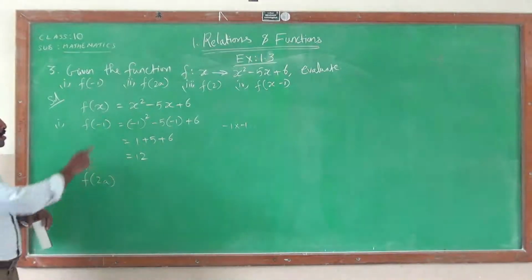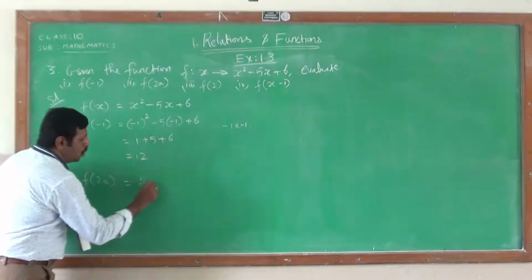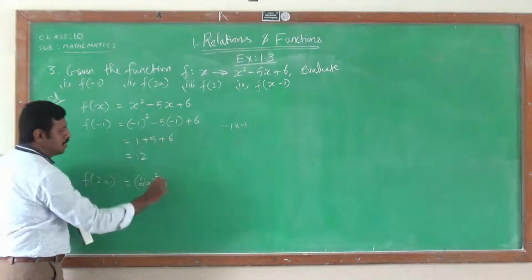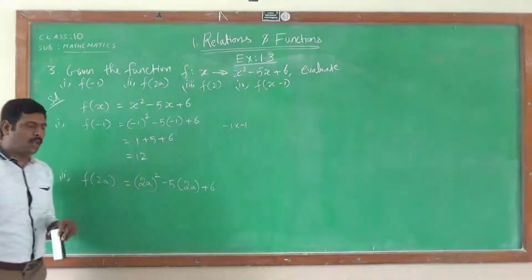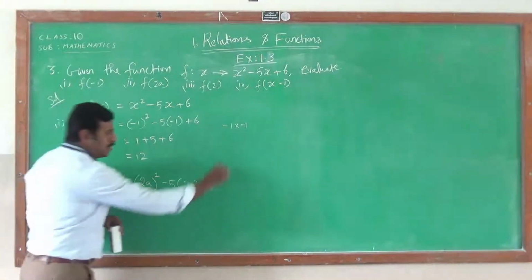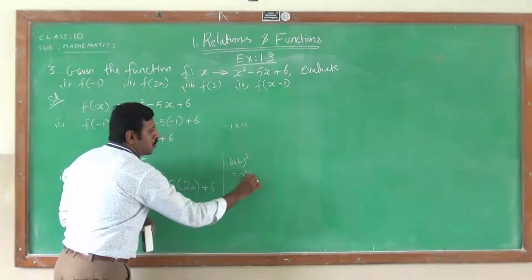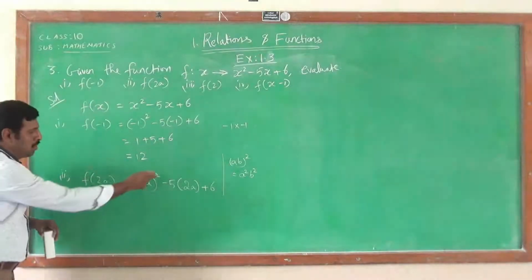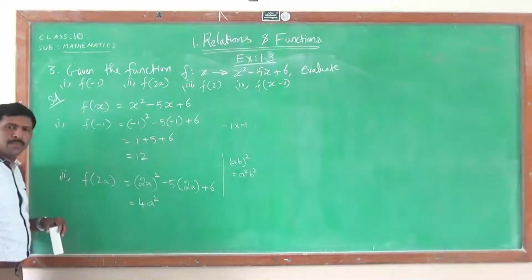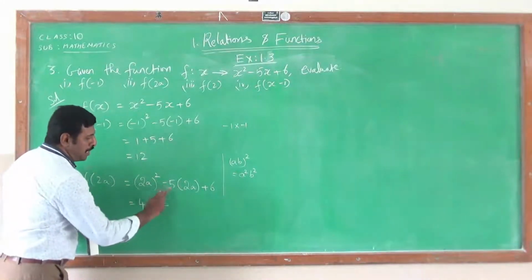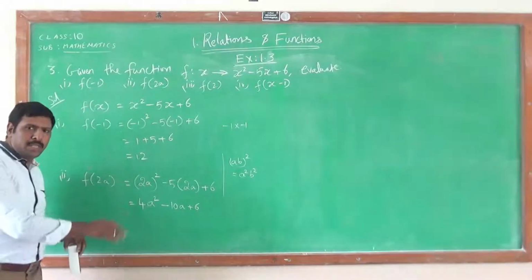In the place of x, I am going to replace the value 2a. Then (2a) whole square minus 5 into 2a plus 6. Now, if you square this term, (ab) whole square means we want to square both the terms a square and b square, right? So when you square this, we get 2 square is 4 and then a square. Minus into plus is minus, 5 2s are 10a plus 6. Further, we cannot simplify this.